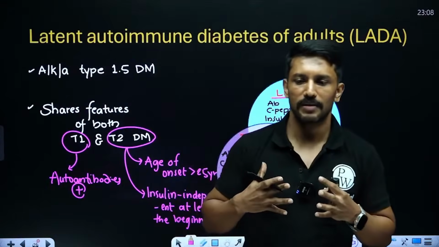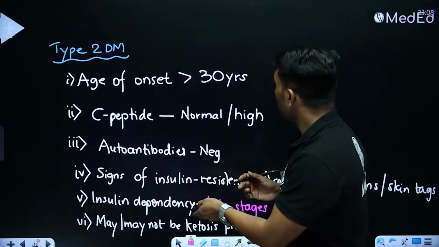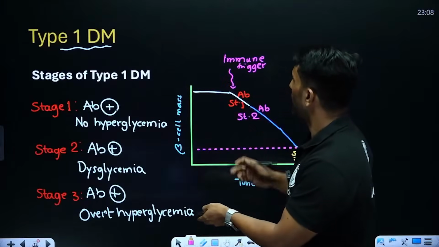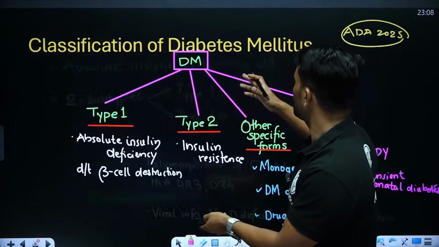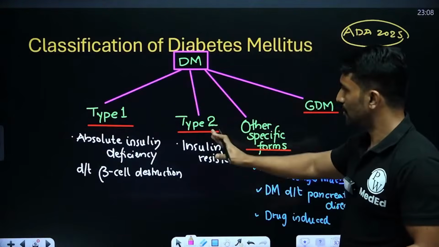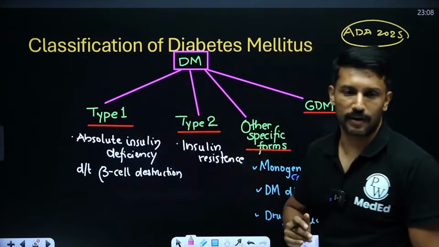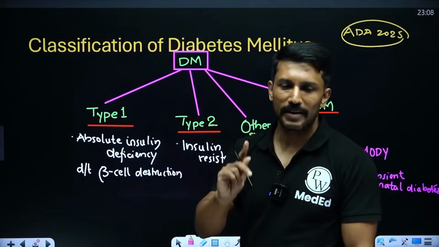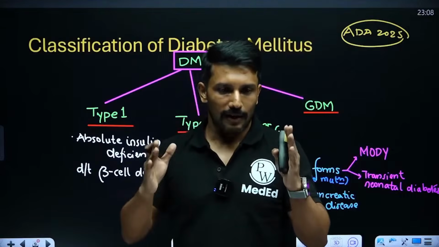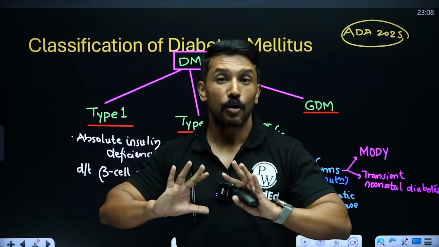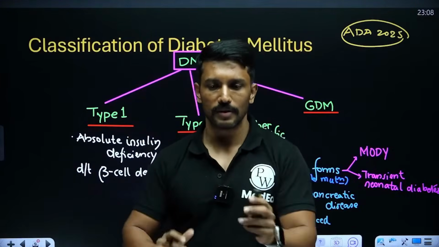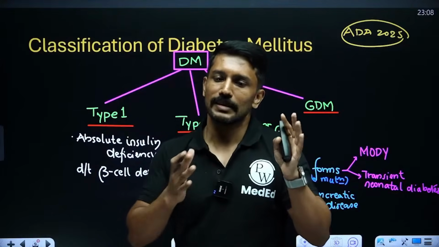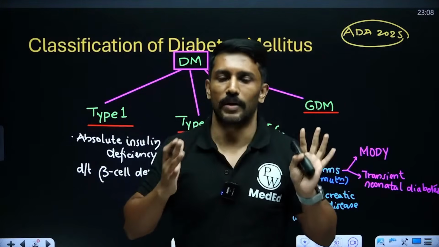Now, if you ask me, sir, then why didn't you mention that in this classification, or why did the American Diabetes Association not mention this 1.5 in between 1 and 2? And why are you talking about it as a subtype? So please remember, for me, type 1 and type 1.5 are no different. Basically, what I count is type 1.5 is a mild type 1.